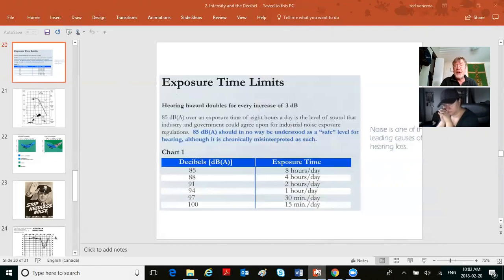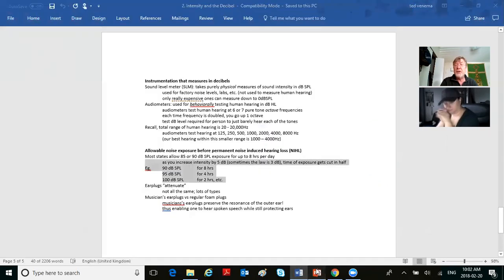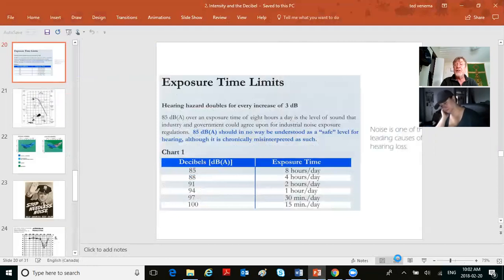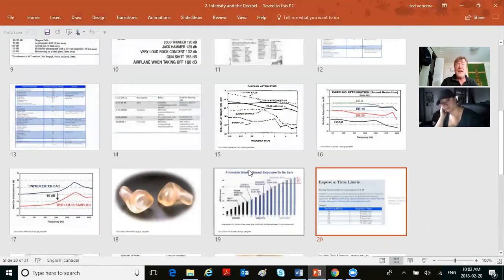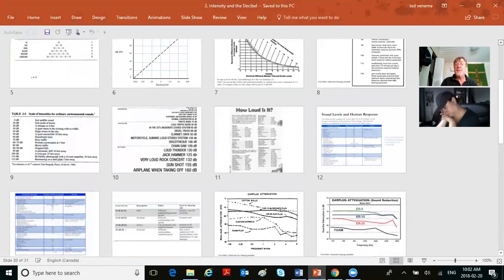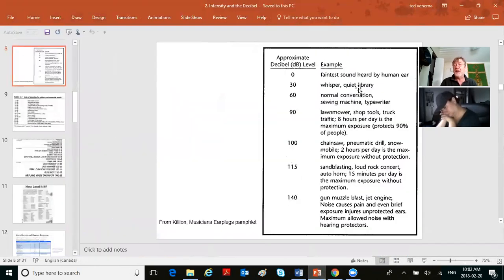Let's look at some types of earplugs that people use to protect themselves from excess noise. Now, let's take a peek here. And let's look at some bogus decibel values too. Let's look at this so we can take this unit and finish it.